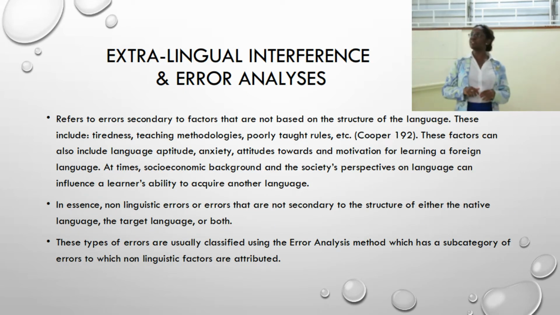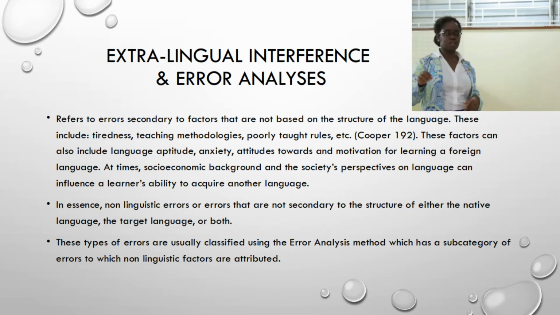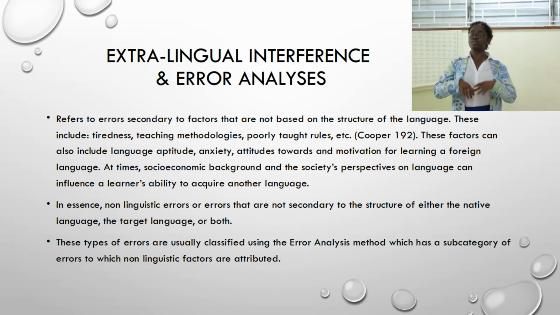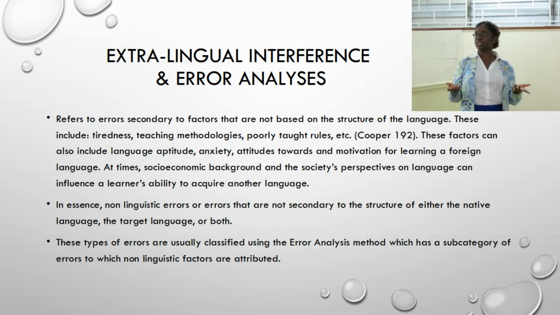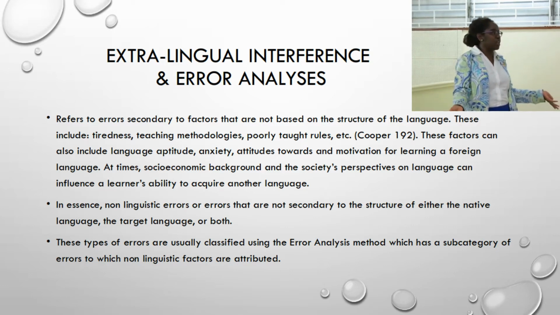Extralingual interference and error analysis. So extralingual interference refers to the errors that are secondary to factors that are not linguistic at all. So is the student tired? Is it that the teacher has a methodology that does not coincide with the learning type of the student? Is it that the rules were poorly taught because the teacher themselves do not understand how to teach these rules? Is it that the student has no motivation for learning the language?